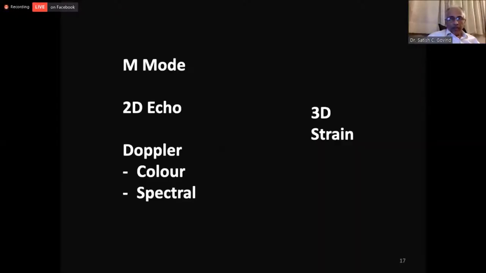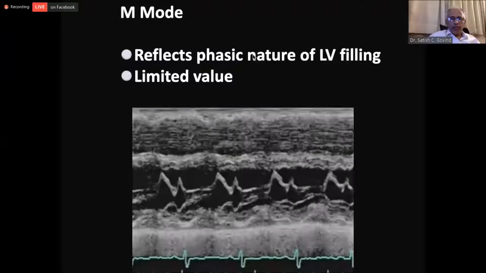Now let us look at the methods. So methods wise, there is the M-mode echo, you have the 2D echo, and then you have the Doppler. This is the mainstay, the backbone of routine echo as far as mitral valve is concerned. So we have now 3D, which is playing a big role, strain, which is mentioned, but still has a limited role. M-mode primarily has limited value, only in certain scenarios. These waveforms generally tell us some sort of abnormality in terms of how the filling is happening, in terms of any pathologies. So primarily it reflects the phasic nature of the LV filling, but limited value.